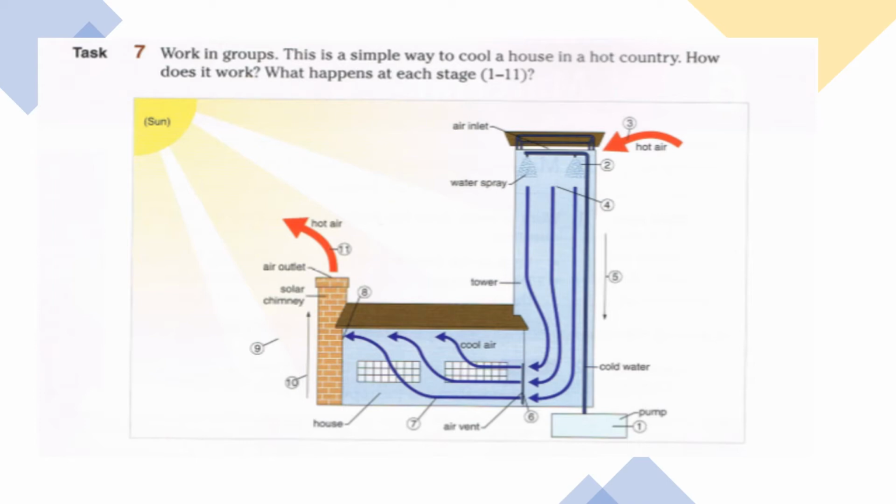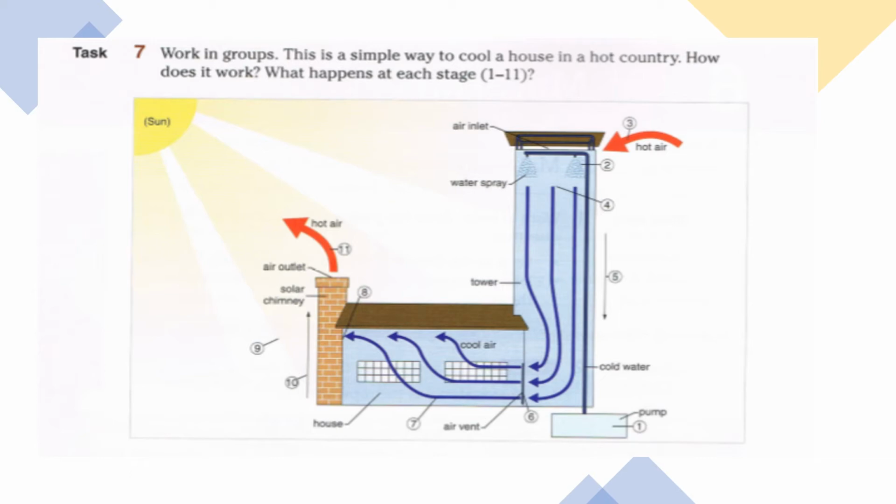Now let's study together what's going on. The water pump pushes cold water to the top, towards the air inlet. When hot air enters the house, it meets the cold water spray, and because the cold air is heavy, it sinks to the bottom. Of course, the air becomes cold when it meets the cold water spray. Then when it is heavy, it goes to the bottom.